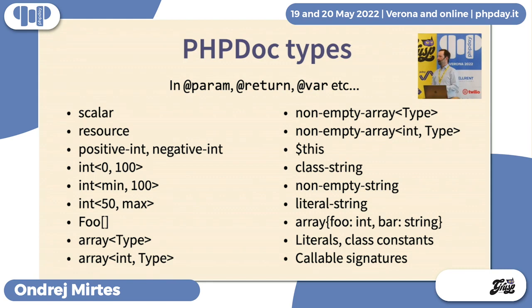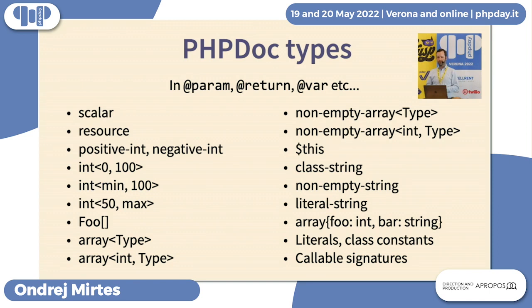and you can mark class strings, which means strings that contain a valid class name. You can use non-empty strings. An interesting safety feature is a literal string, which means that if you are accepting some input, for example for your SQL queries, you should type it as a literal string, because it's only ever going to accept a string that was written by a developer in the code base. A literal string isn't going to be accepted, for example, from an HTTP request, or from anywhere that's an unknown source. It's only ever going to accept what was written by the developer, for example an SQL query.